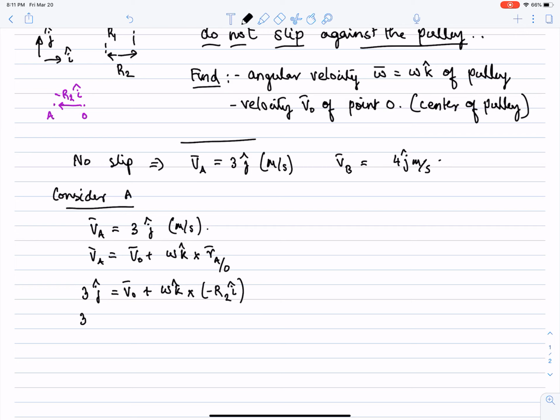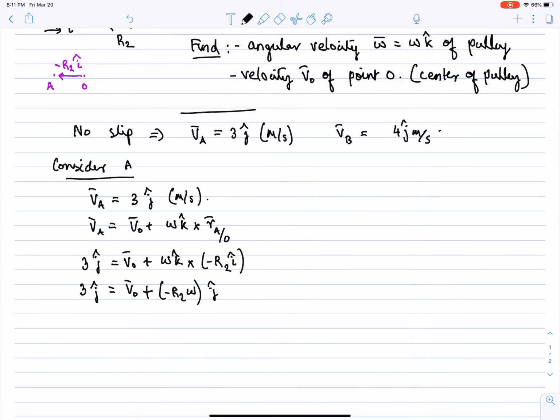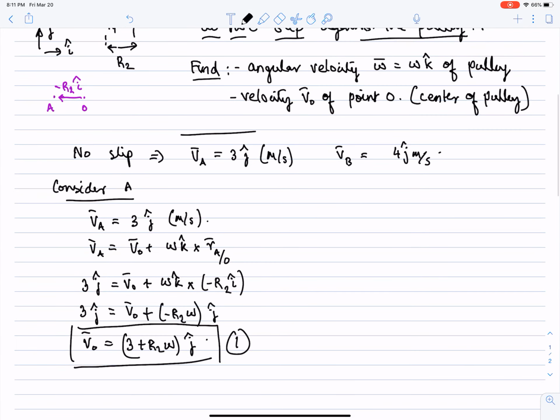We can simplify this a bit further. We have plus minus R2 omega, k cross i is j. So we can rearrange this equation as V naught equals 3 plus R2 omega j. Okay, so that's what we get. Let's call that equation number 1.